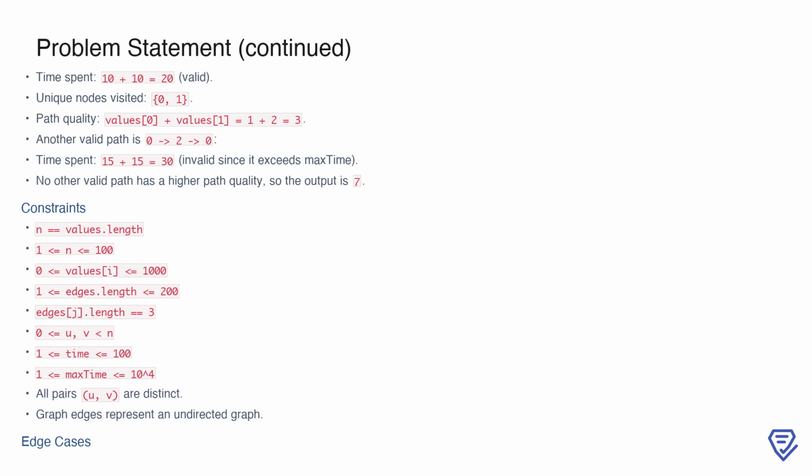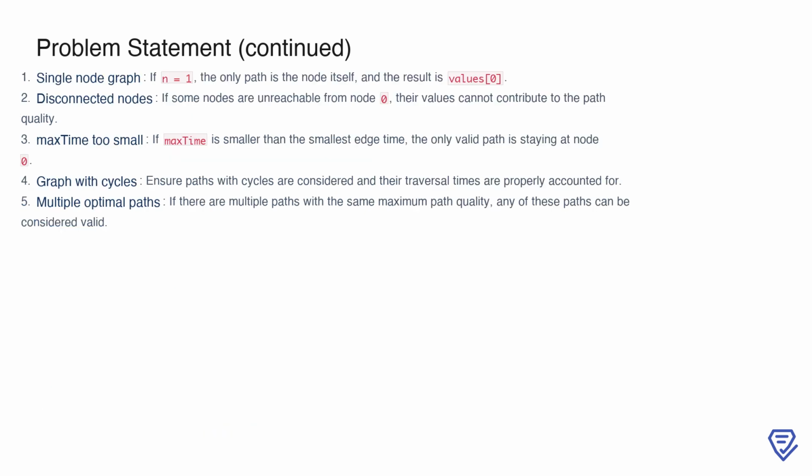Since no other valid paths with a higher path quality exist, the output for this example is 7. Several edge cases should be considered for this problem. First, in the case of a single-node graph where n equals 1, the only valid path is the node itself, and the result is simply values[0].